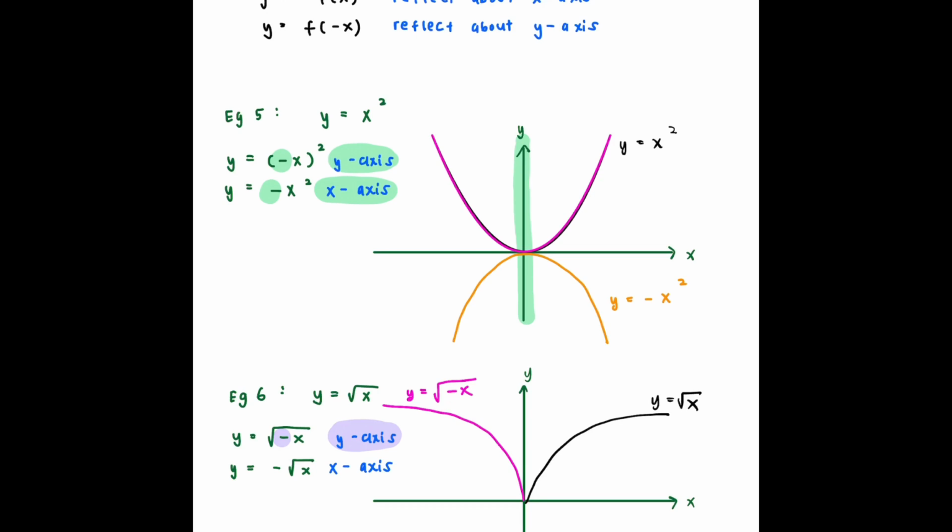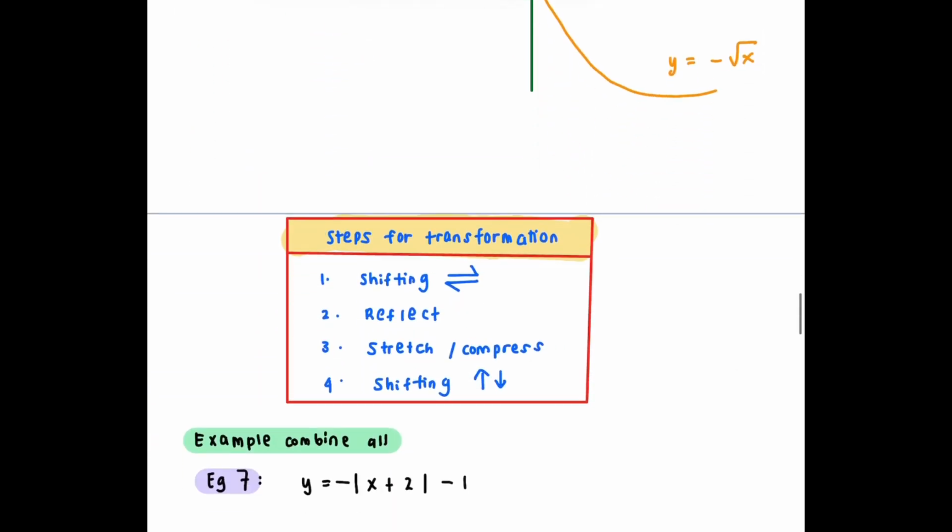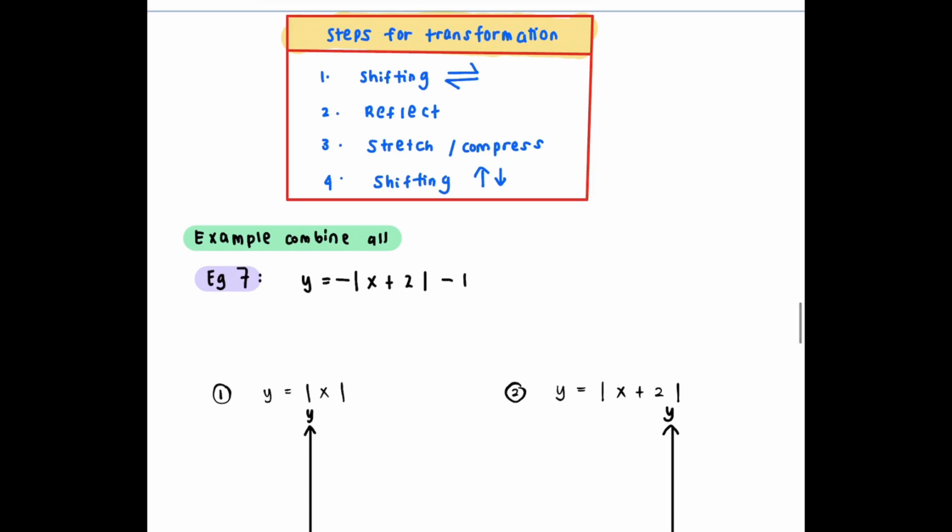Okay, what happens if you have the negative outside the function? Your graph will reflect about the x-axis. So where is your new graph? This is your new graph, which is reflecting about the x-axis. So this is y equals negative square root of x. Okay, that is the single transformation.